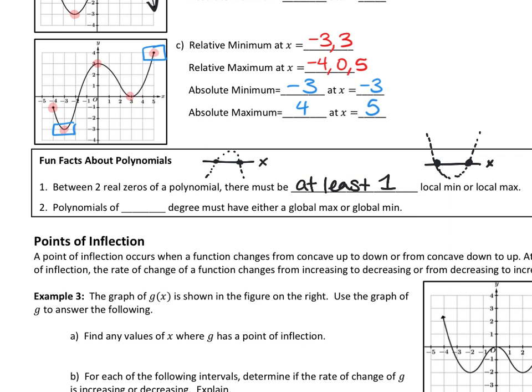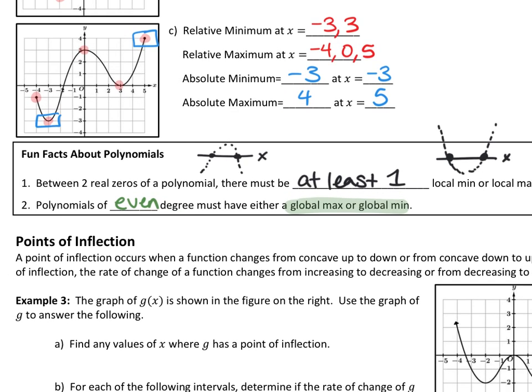Another fun fact for you today, polynomials of even degree, which means 2, 4, 6, 8, must have either a global maximum or a global minimum. Odd functions, not so much. Your even functions must. Now, why? What do we know about even functions from Algebra 2?